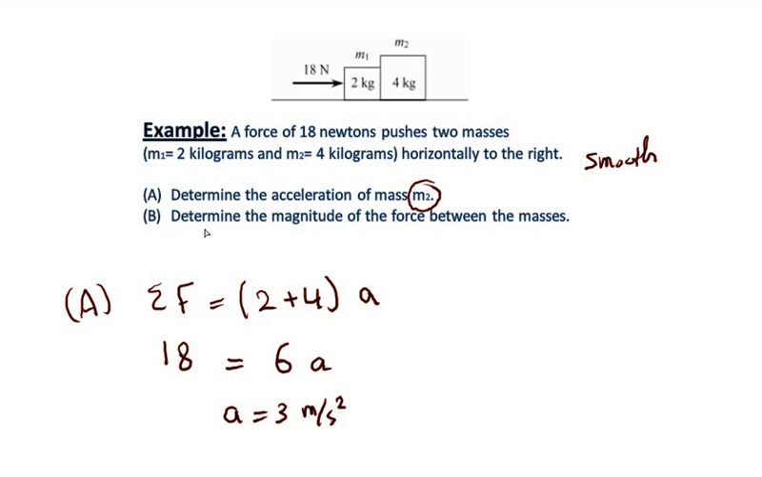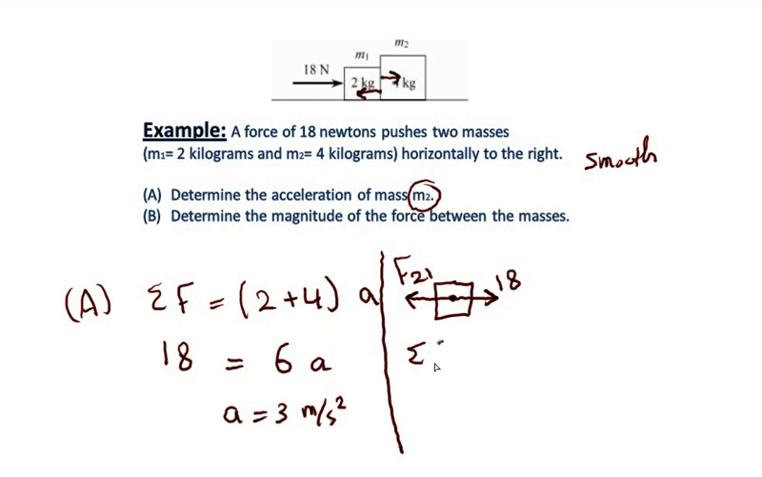Now let's go to B. Determine the magnitude of the force between the masses. The force between the masses is the contact force. To find it, we need to construct the free body diagram for each of the masses. Or for one of them is enough, but we will do it for both to make sure that our answer is correct. On the first mass, this is 18 to the right, and this is the force from mass 2. Let's call it F2-1, because mass 2 pushes mass 1 and mass 1 pushes mass 2.